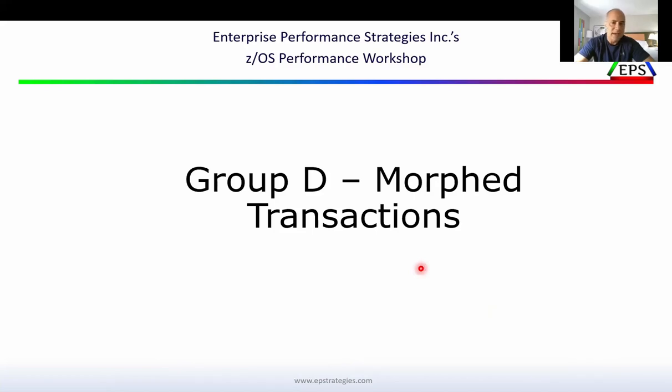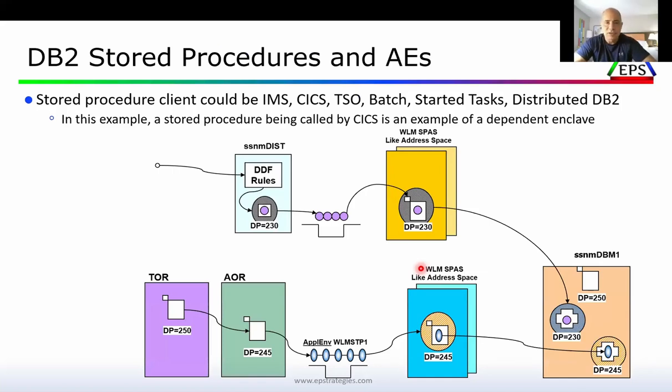And the final type of transaction I want to discuss is what I call morph transactions. A morph transaction is something we have to understand on our system because we have to understand what actually is being classified. And then when we look at the measurements, what is it we're actually looking at? I mean, what's happening here?